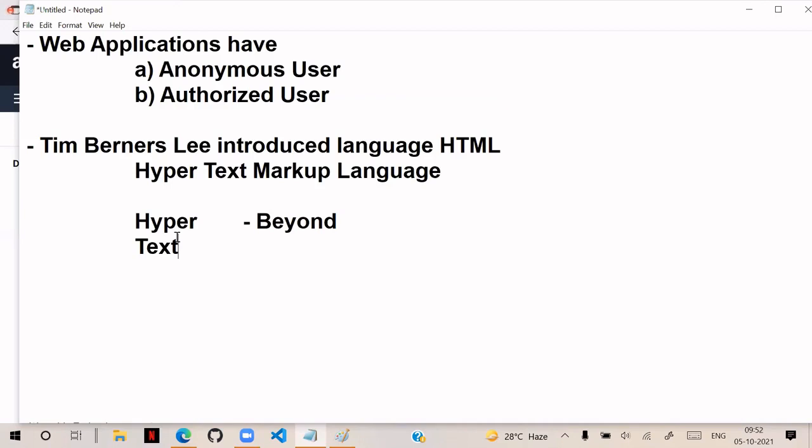Then what is markup language? What is the concept of markup language? Hypertext is understood, everyone understood the word hypertext. Then what is markup language? Actually, the word markup came from the computer term marking up. It is a general computer term, marking up.